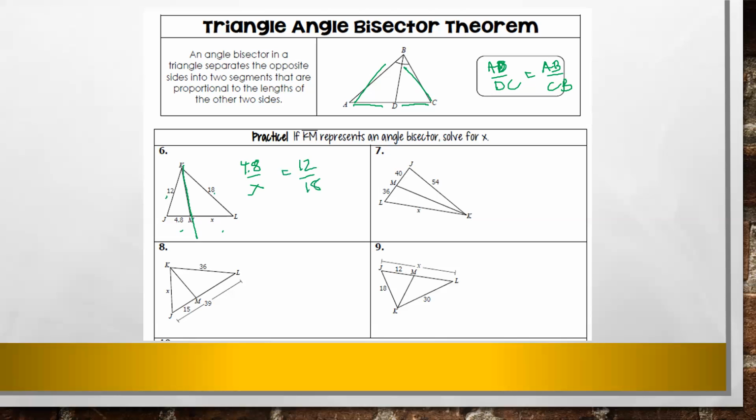If it helps to visualize that angle bisector as your fraction bar, go for it, because you could do that and it'll help you set it up correctly every time. 4.8 times 18 is 86.4. Divide by 12, 7.2.